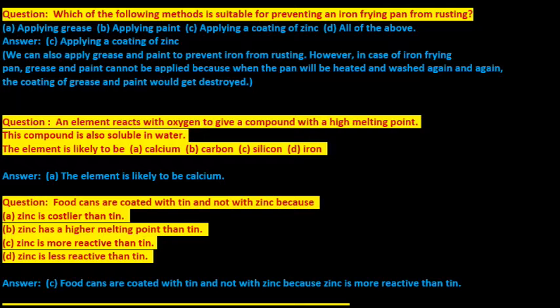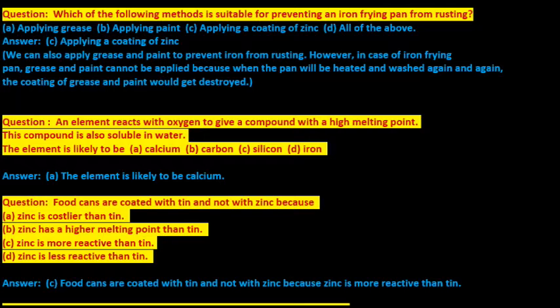Next question: an element reacts with oxygen to give a compound with a high melting point. This compound is also soluble in water. The element is likely to be calcium, carbon, silicon, or iron. Answer is A. The element is likely to be calcium.